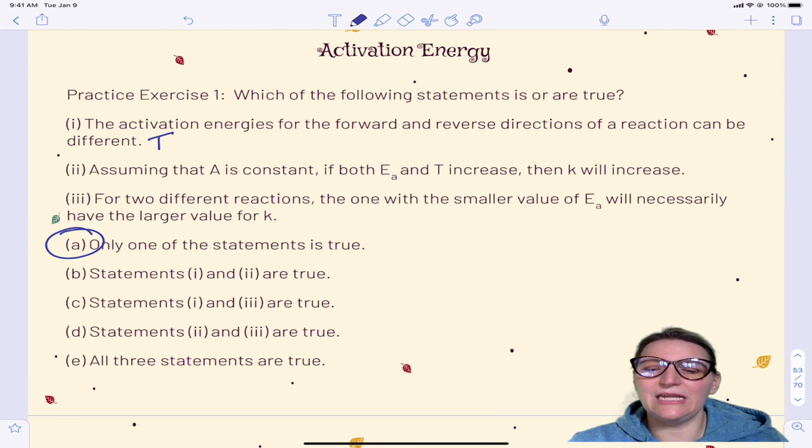So that's the end of 5.6. The next grouping are a whole bunch of learning objectives together.